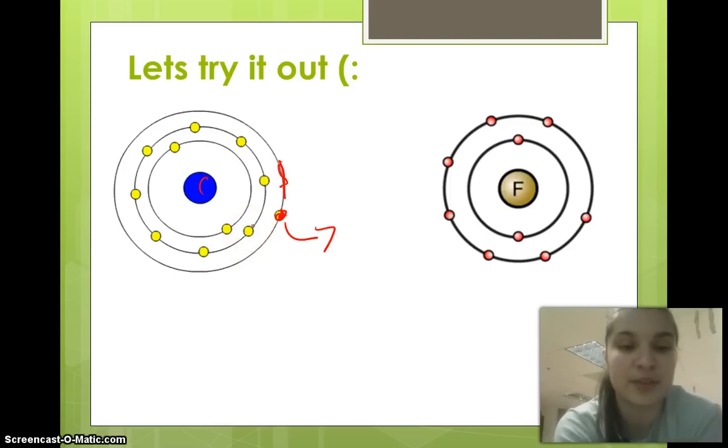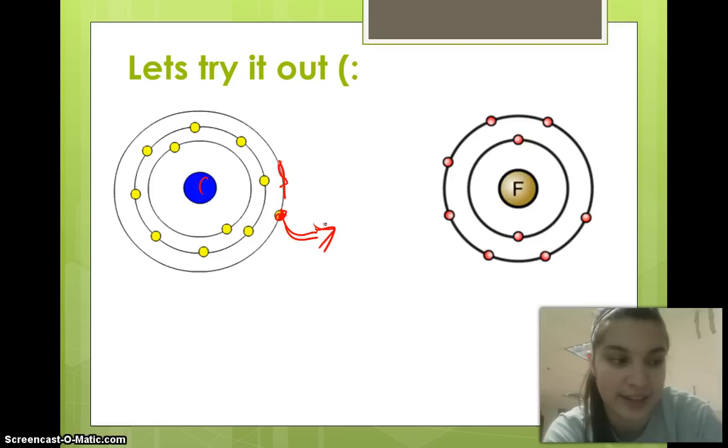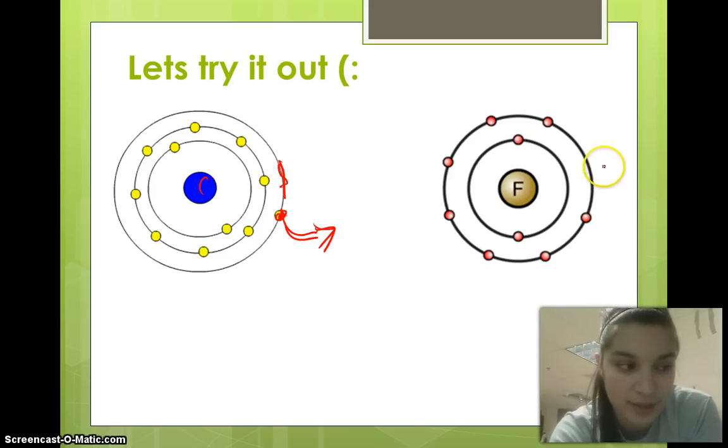So let's think about it. If sodium loses this valence electron and loses that energy level, it has just become a smaller atom because it gave this one away. Fluorine, on the other hand, has 7 valence electrons on the outside, so it wants to gain one more from another atom, say from sodium, who likes to give one away.